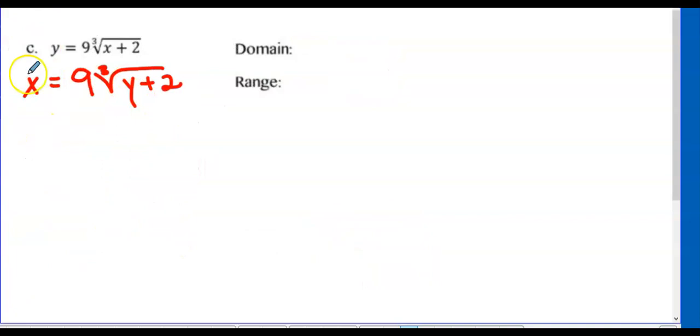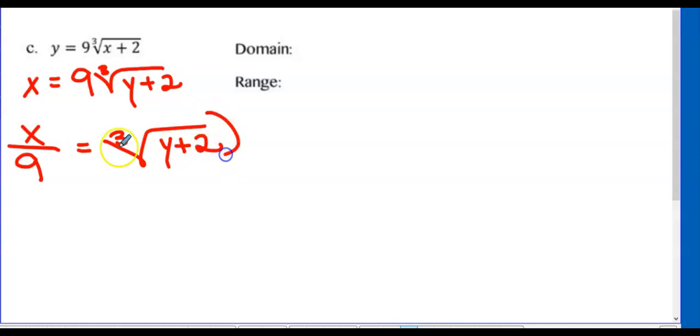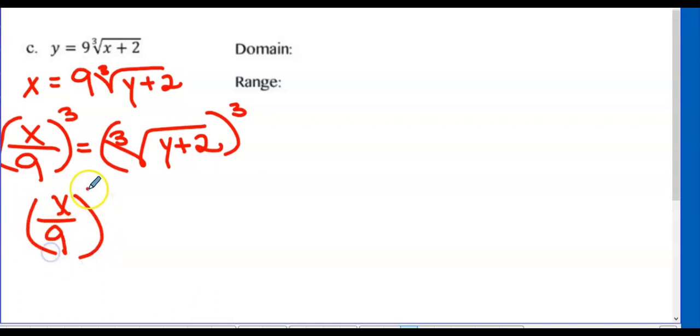Okay, another square root function. I've switched the x and the y. Let's divide by 9 on both sides. I'm sorry, cube root function. I said square root. Okay, now we need to cube both sides. I can just leave that like that. And then subtract 2.